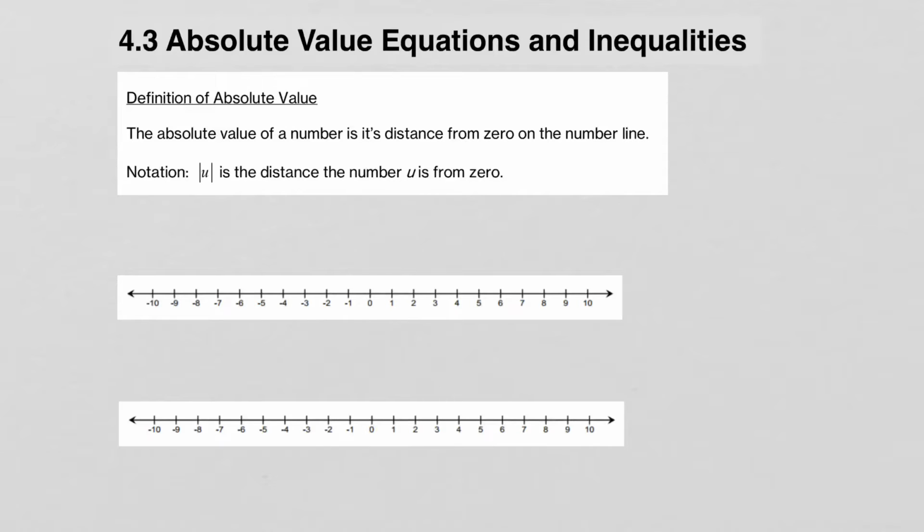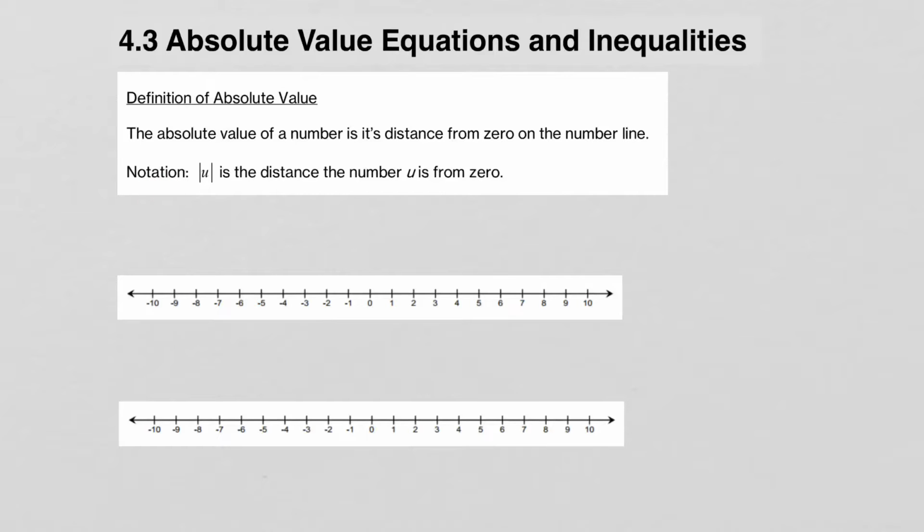In section 4.3, we learn how to solve absolute value equations and inequalities. So first, we should probably review the definition of absolute value. The absolute value of a number is its distance from zero on the number line.